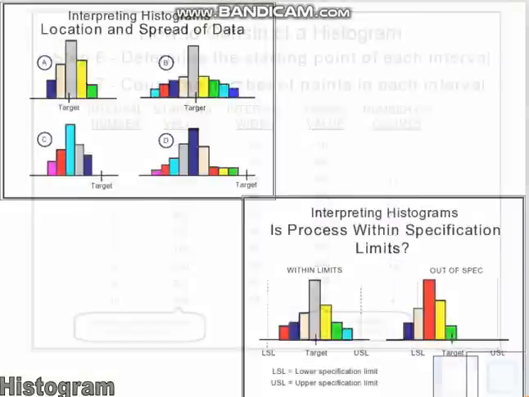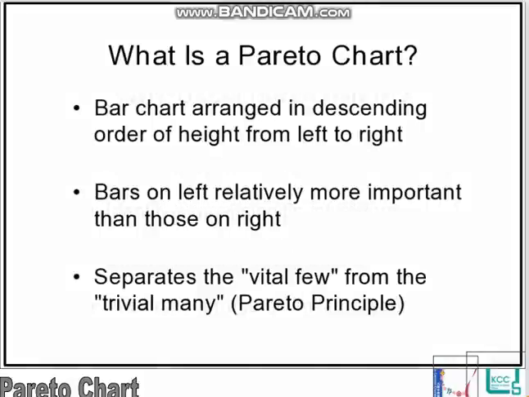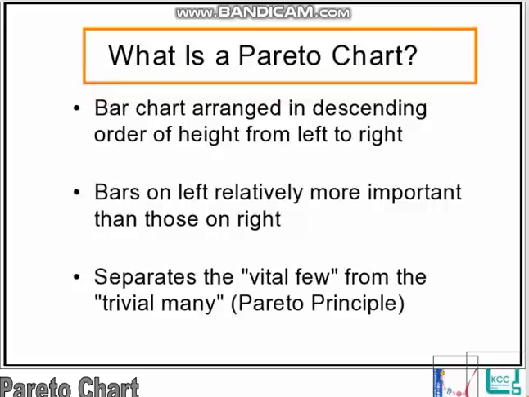Next is, what is a Pareto chart? A bar chart arranged in descending order of height from left to right. Bars on the left are relatively more important than those on the right. Separates the vital few from the trivial many. Pareto principle.